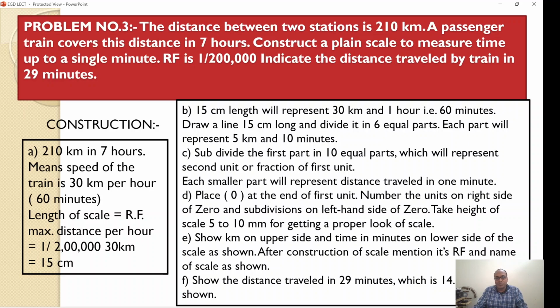नेक्स्ट हमने क्या करना है, दिस इज द प्रोसीजर गिवन. ओके, यू कैन रीड आउट. So the procedure is similar. So draw the 15 centimeter line. This 15 centimeter line will represent 30 kilometer and 1 hour. It means 60 minutes. ठीक है ना. So draw a line of 15 centimeter long.